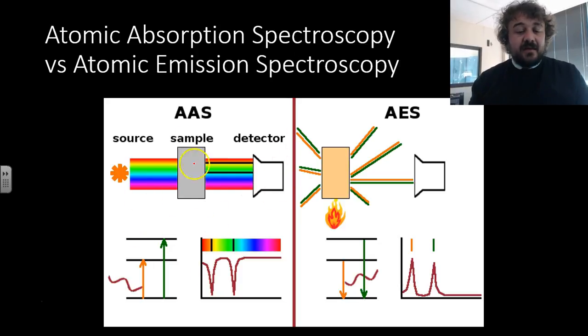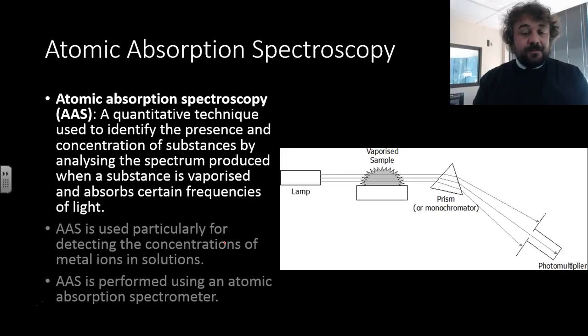In this case, we pass light through a sample and we have a look at which bands are actually absorbed. Whereas in atomic emission spectroscopy, we heat up a sample and we look at which bands of light are emitted. You get one or two bands of light emitted. And in this one we'll have the continuous spectrum with one or two bands that are black, that are absorbed.